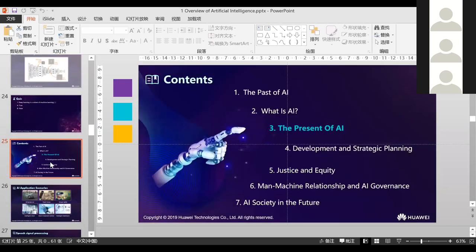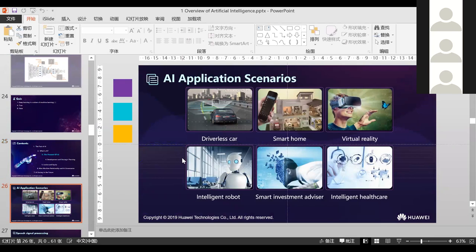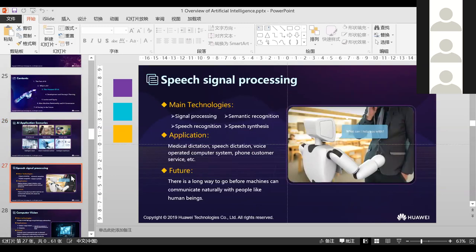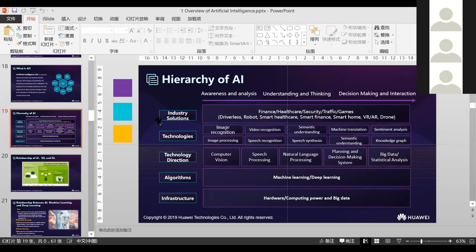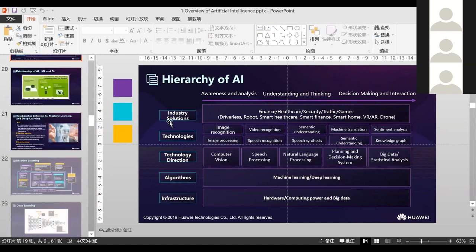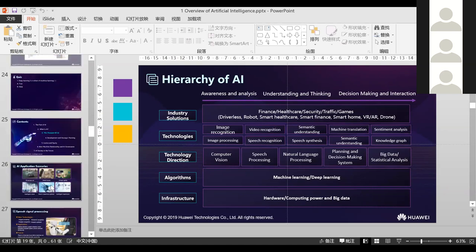And so we will move to the second section, how AI looks now, that is, the present of AI. This slide gives us a lot of scenarios of AI: self-driving cars, smart homes, VR, AR, fintech, robots, and smart healthcare. These are all applications of artificial intelligence. The scenarios are all industry solutions, and to make the AI applications work, we need a lot of technologies.